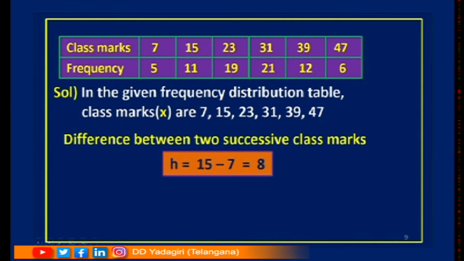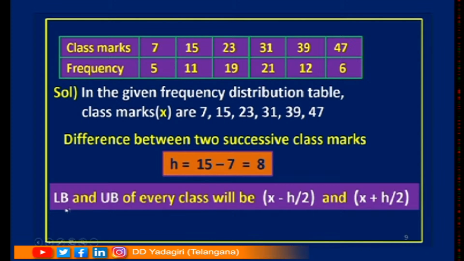You have to find the difference between two successive class marks. See, like this you can find 15 minus 7, or you can find 23 minus 15, or you can find 31 minus 23, and so on. So here what I am doing? I am taking 15 minus 7. 15 minus 7 equal to 8.